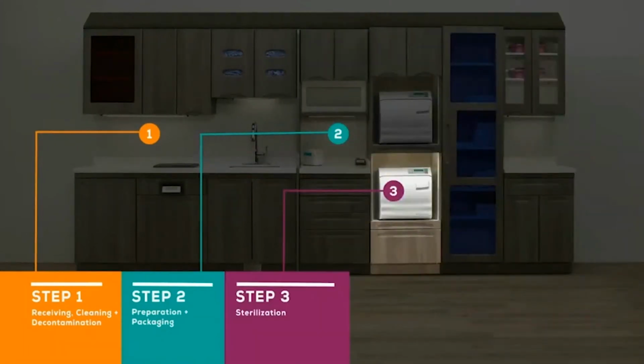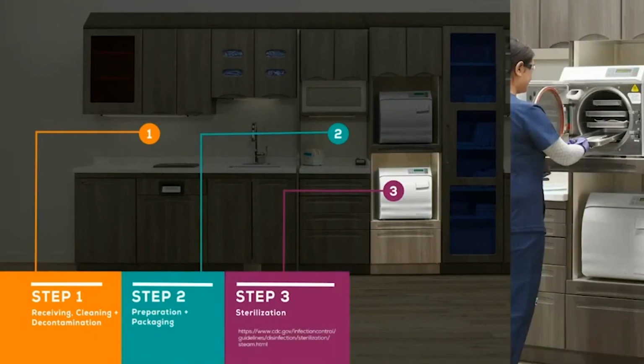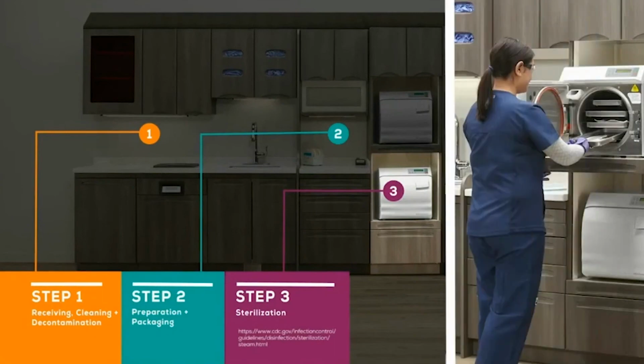Step 3. Sterilization. The sterilization area should include the sterilizer and related supplies with adequate space for loading, unloading, and cool down. The CDC recommends using steam sterilization whenever possible on all critical and semi-critical items that are heat and moisture resistant, even when not essential to prevent pathogen transmission.